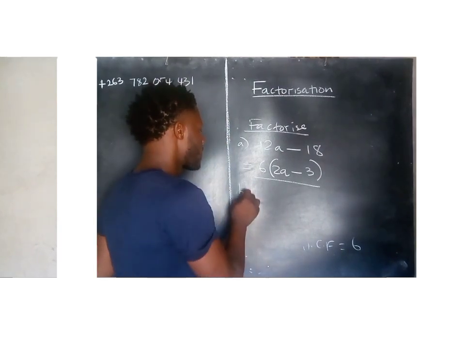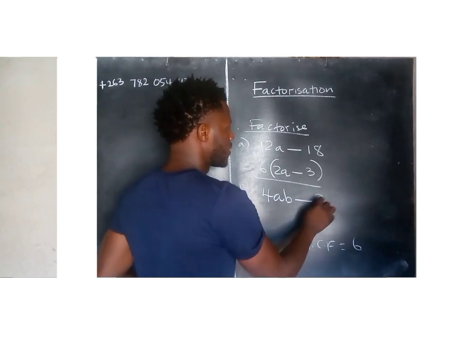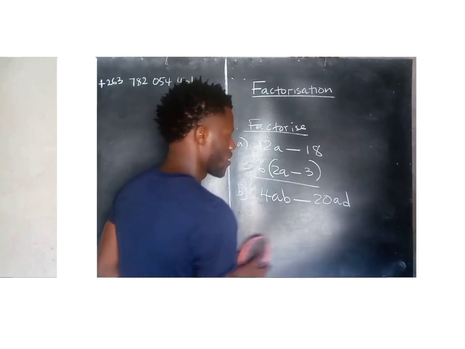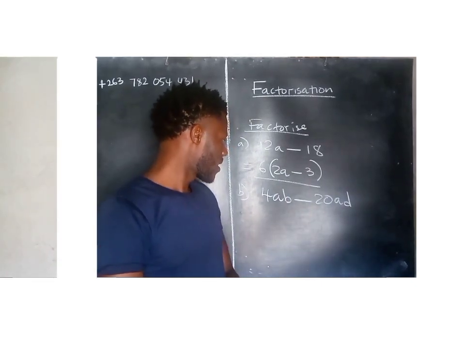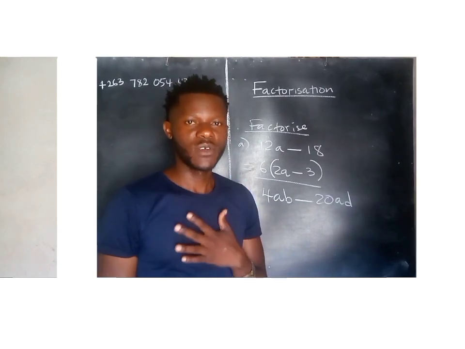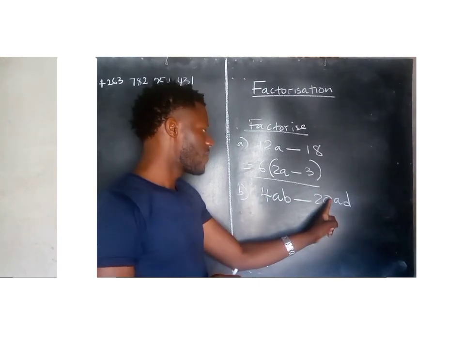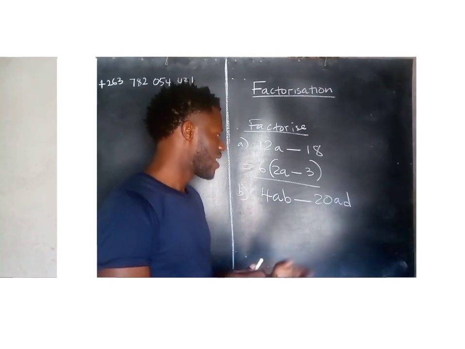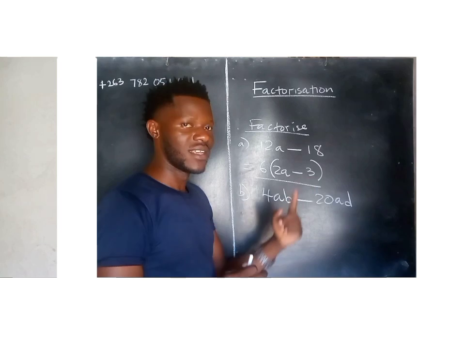Another example, 4ab minus 20ad. We want to identify the highest common factor of these two terms. A common factor can be a number, a numerical value. It can also be a letter or a term. Like in this case, among the numbers, 4 is the highest common factor because it can divide into 4 and 20. But we also have a common factor, a. A is common in both terms.